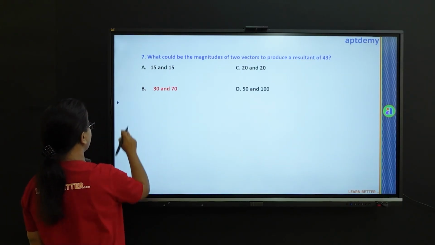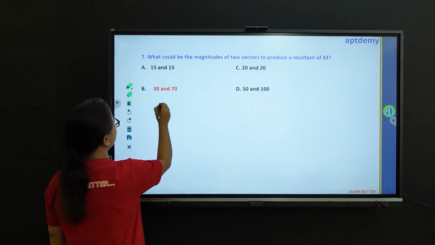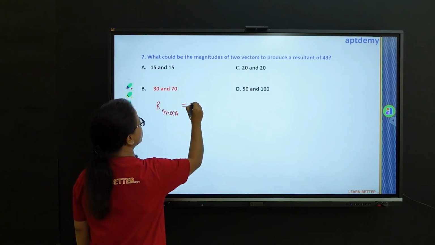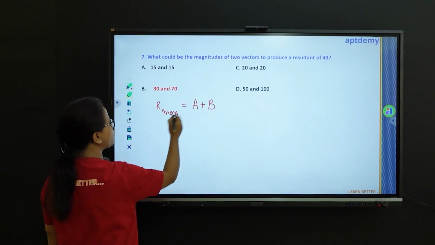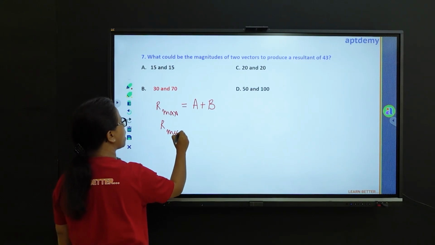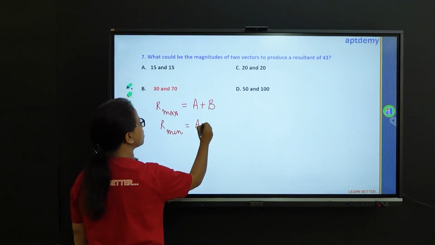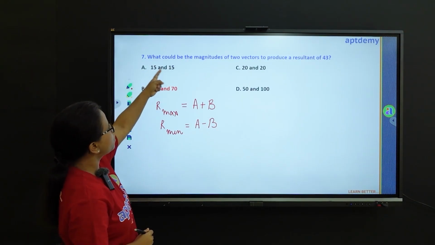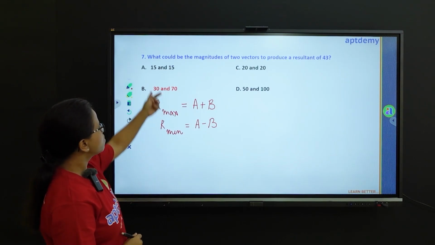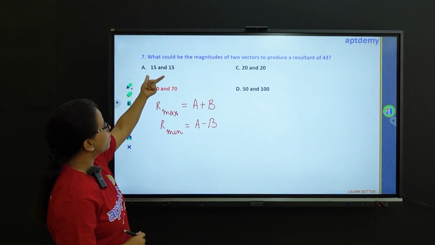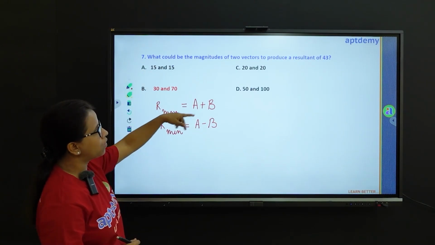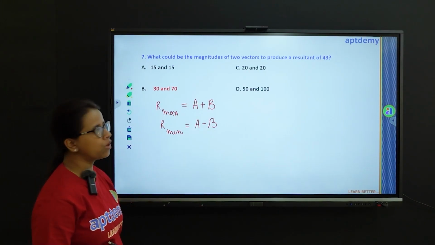The first thing that we do is write down formulas for R max and R minimum. So this is the sum of the magnitudes of the two vectors, and the minimum value is the difference in the magnitudes between the two vectors. Now have a look at the options. This is 15 and 15 as the two vectors A and B. So add them up, 30, and the difference is 0. So the resultant will be somewhere between 0 and 30, which is not the one given in the question, 43.